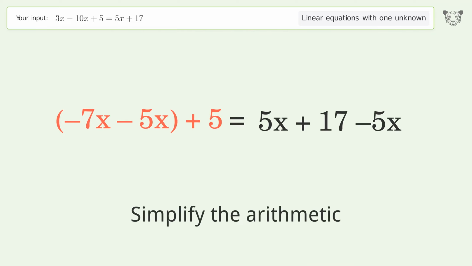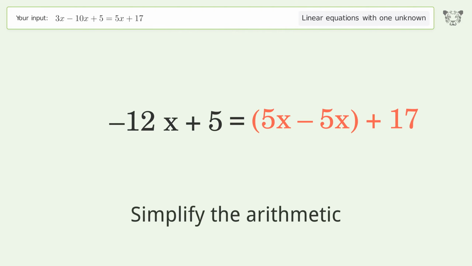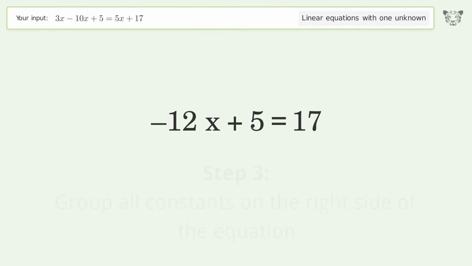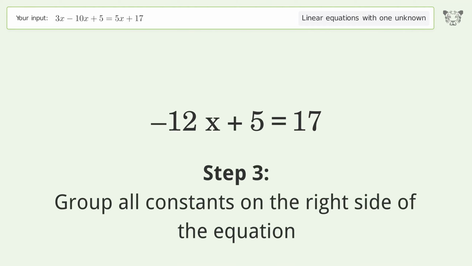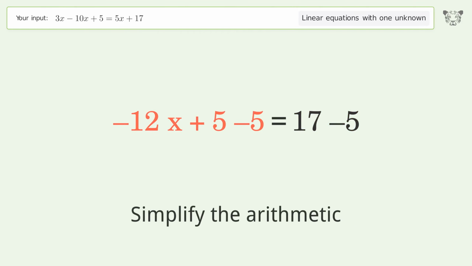Simplify the arithmetic. Group like terms. Simplify the arithmetic. Group all constants on the right side of the equation. Subtract 5 from both sides. Simplify the arithmetic.